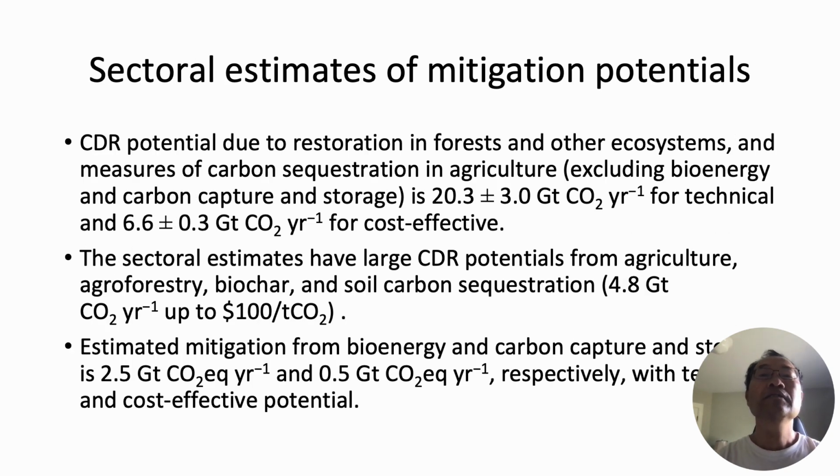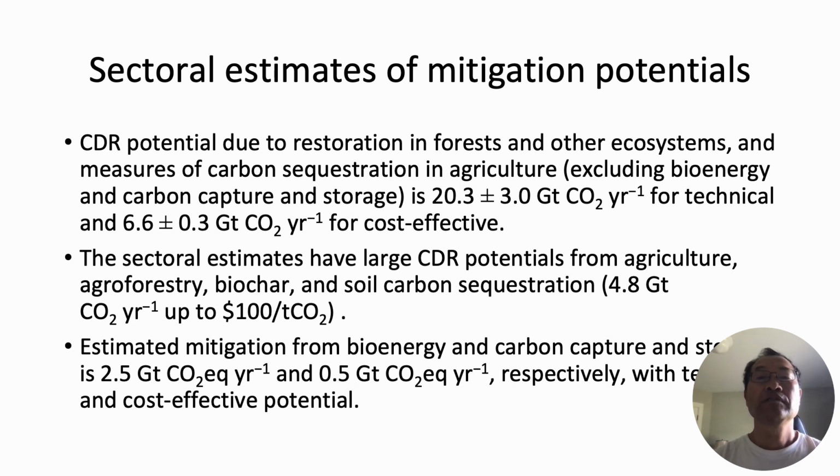There are sector differences in mitigation potentials. Restoration in forest and other ecosystems and improved agriculture may remove more than 20 gigaton carbon dioxide per year for technical and 6.6 gigaton carbon dioxide per year for cost-effective. That excludes bioenergy and carbon capture and storage.